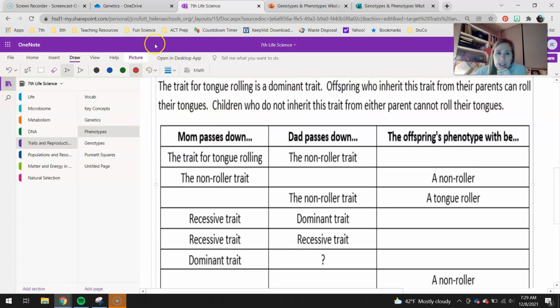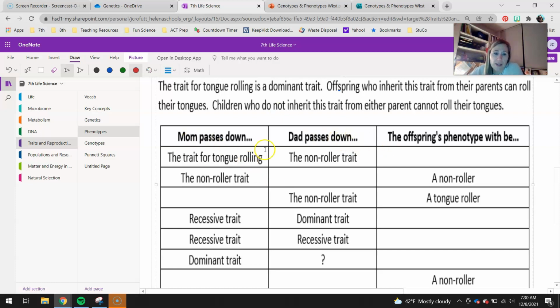So what we see here is that the trait for tongue rolling is a dominant trait. If you can roll your tongue, that's a dominant trait. That means at least one of your parents passed you down that gene. Both could have, but all we need with the dominant trait is one parent to pass it down. Offspring who inherit this trait from their parents can roll their tongues. Children who do not inherit this trait from either parent cannot roll their tongue. That means both parents passed down the non-roller trait.